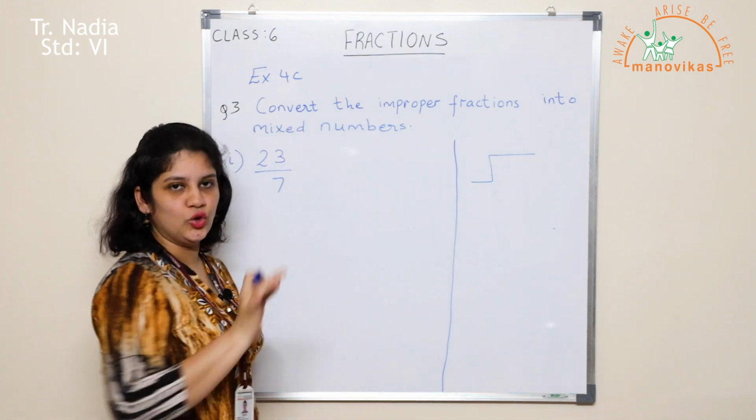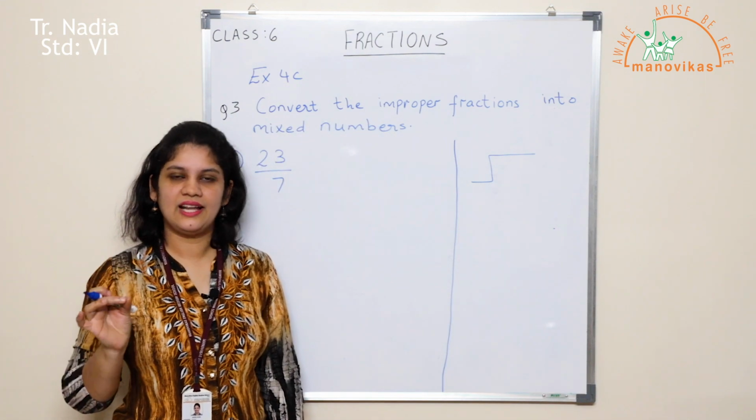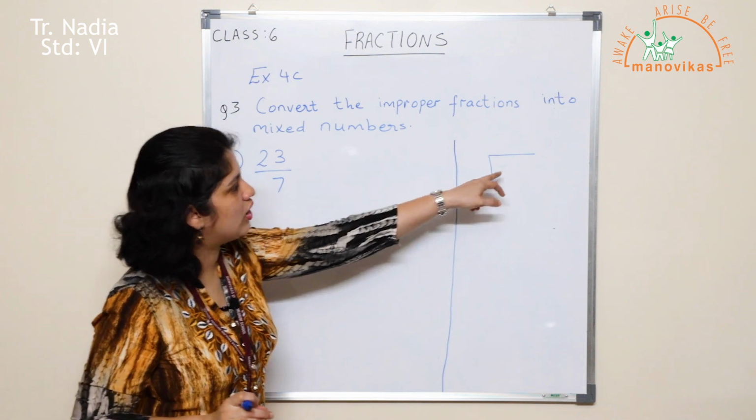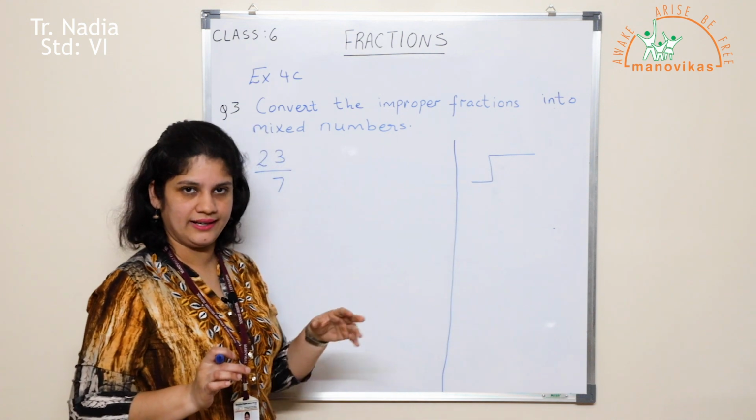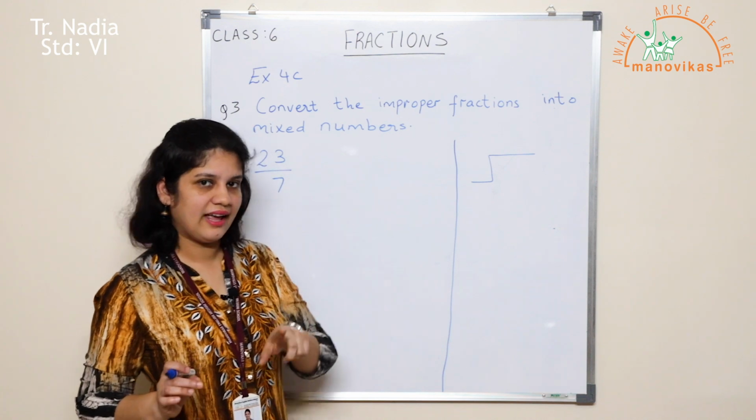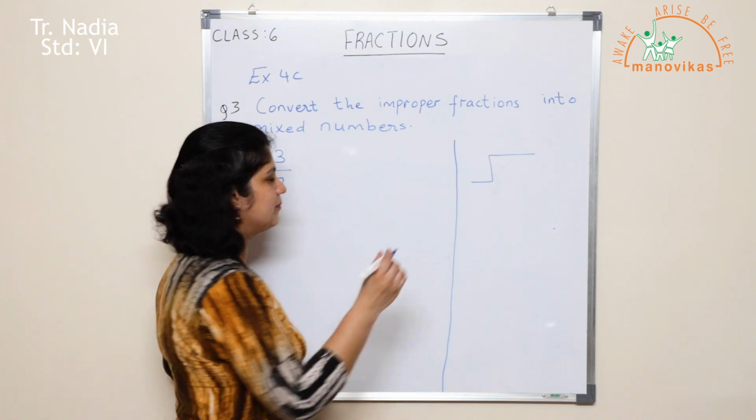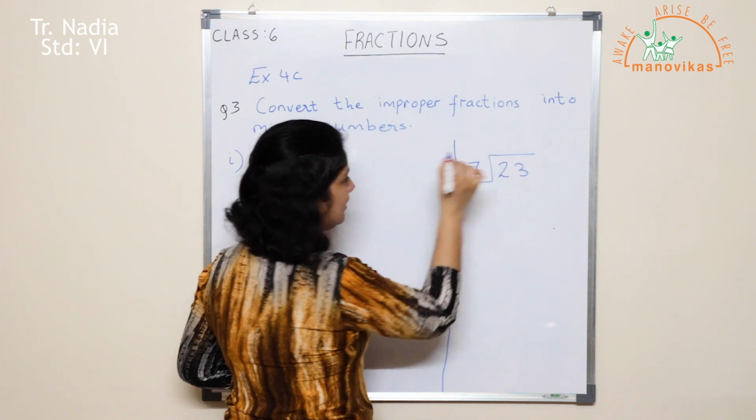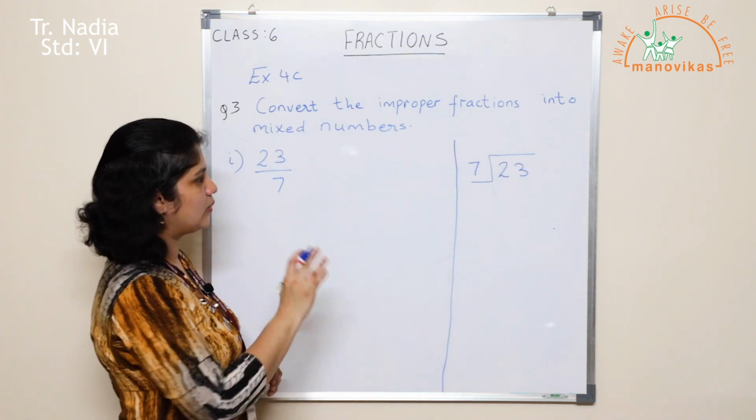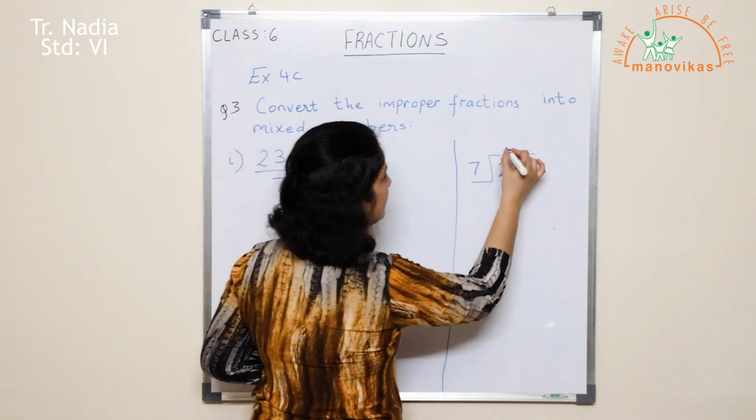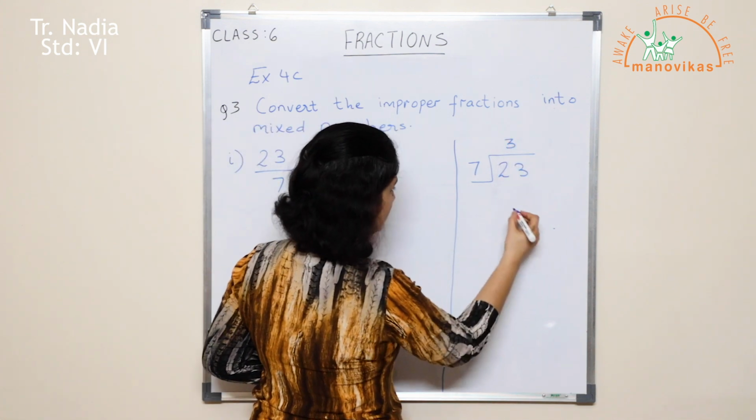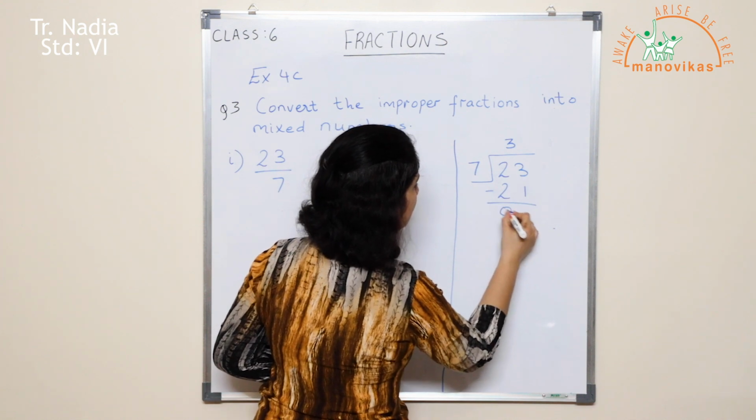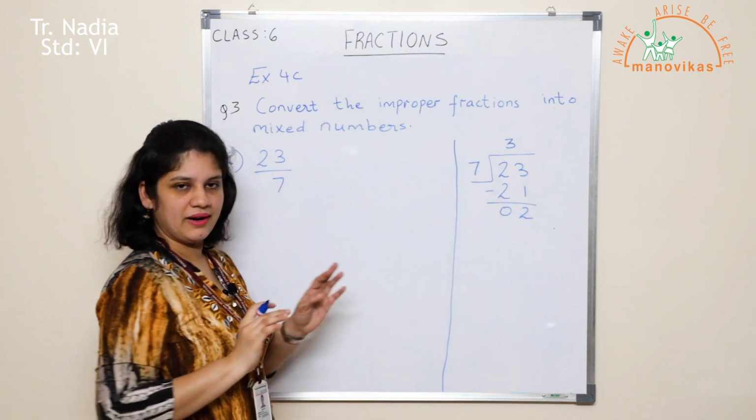23 is the numerator. The numerator word has the alphabet N in it. So remember, numerator has to always be inside when you are dividing. N for numerator, N is inside also. So numerator inside, that is 23 inside, denominator outside. Okay, so 23 divided by 7. We have 7 3s are closest to 23, that is 7 3s are 21. Remainder is 2.